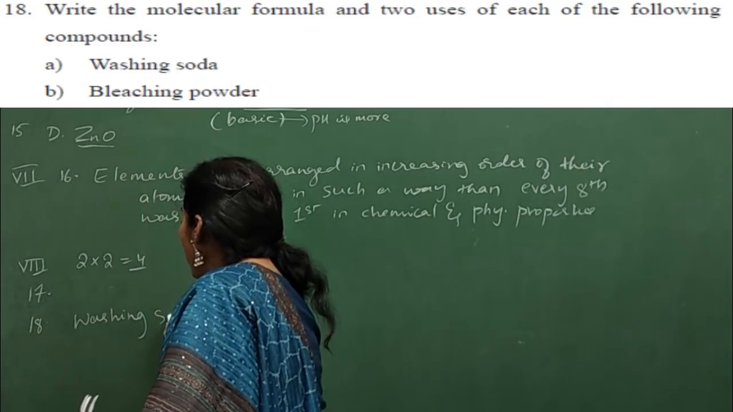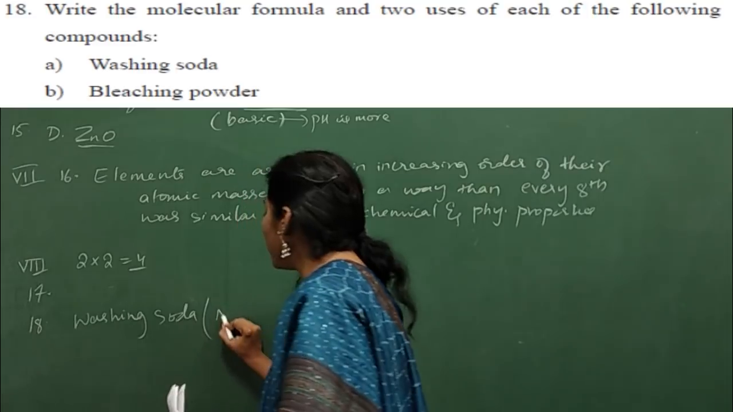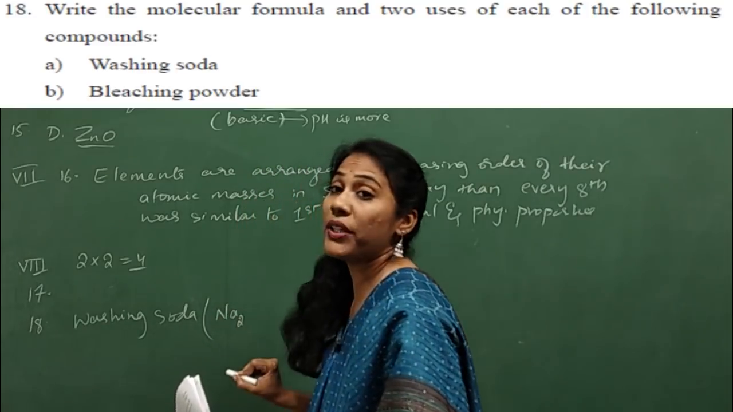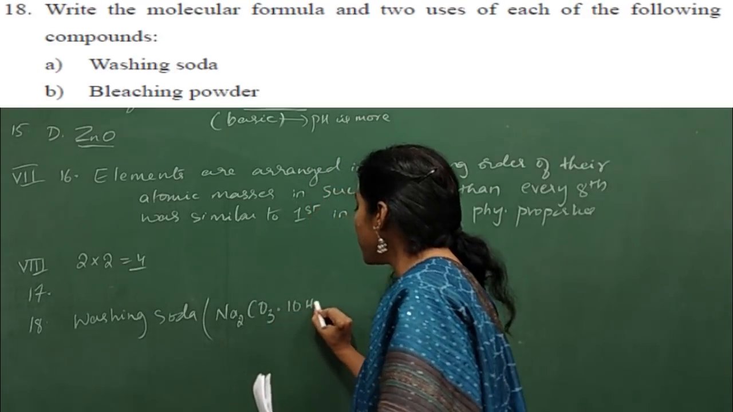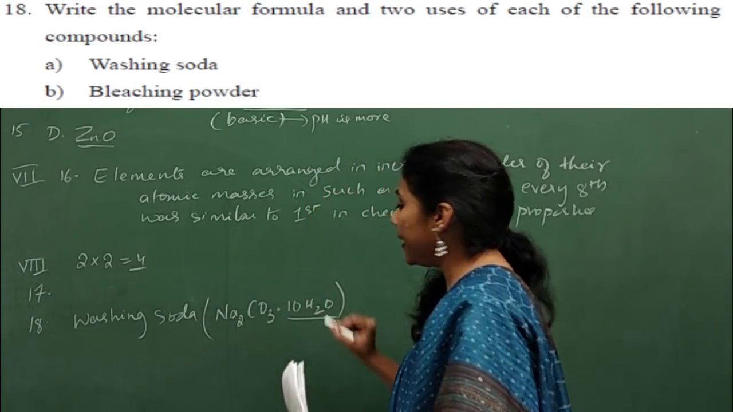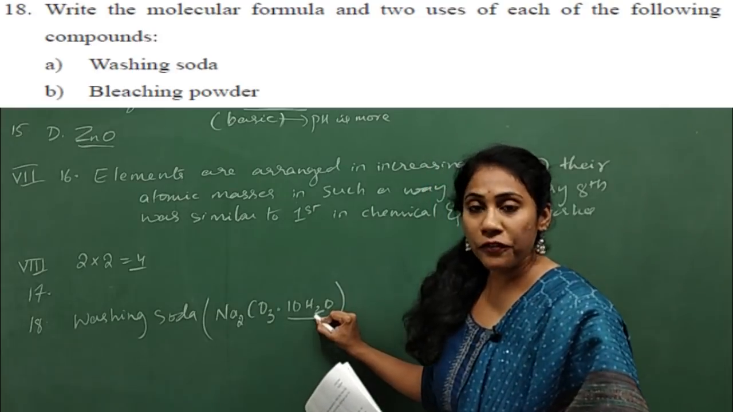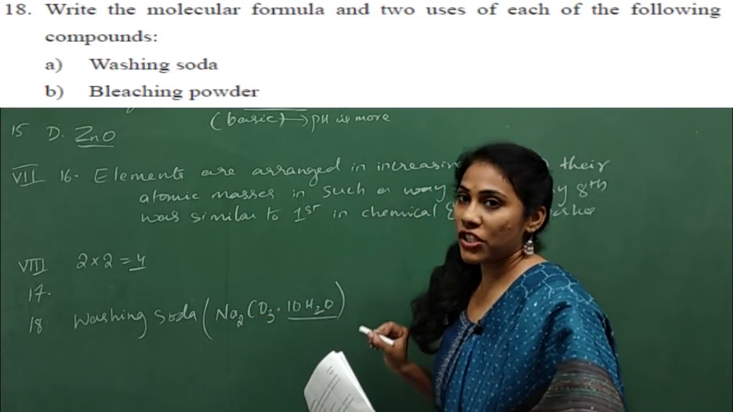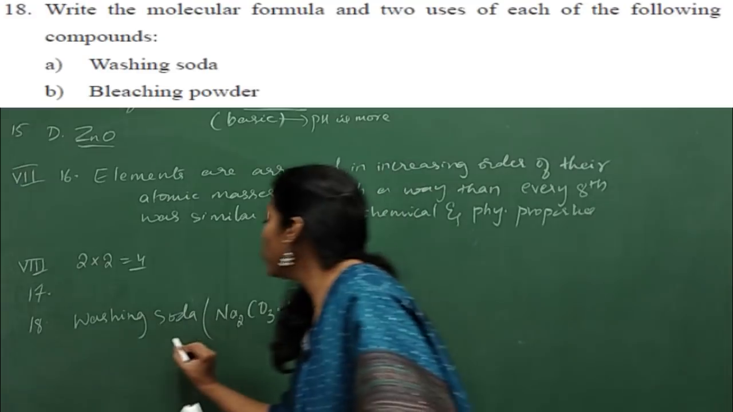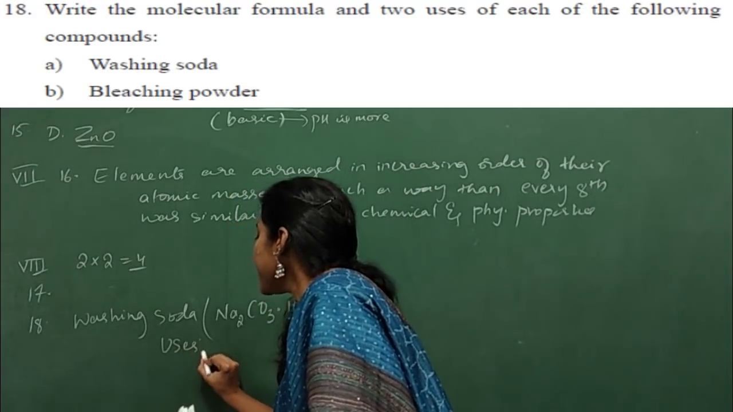What do you mean by washing soda? The formula you have to write. It is nothing but sodium carbonate, Na2CO3 dot 10H2O. So it is a hydrated salt. This is the water of crystallization, isn't it? This is the formula of washing soda. And now coming to its uses. Where is it used?